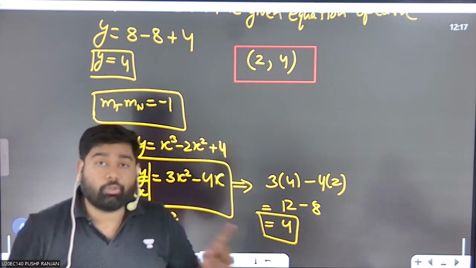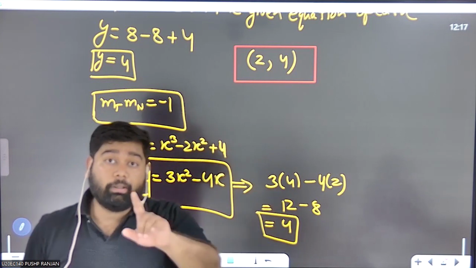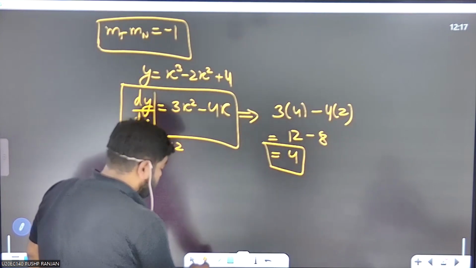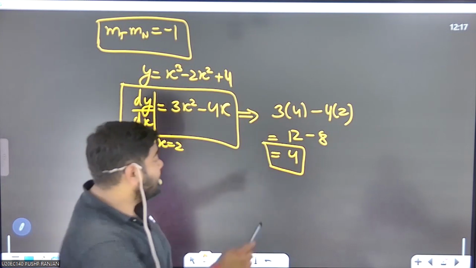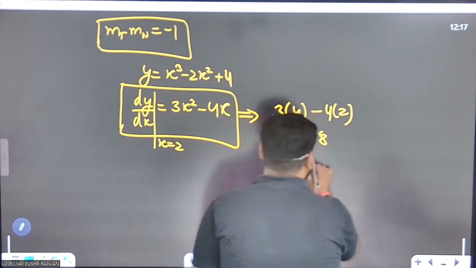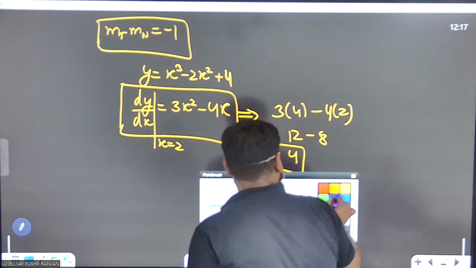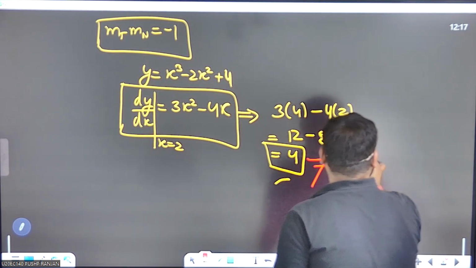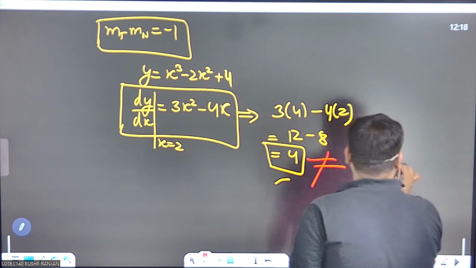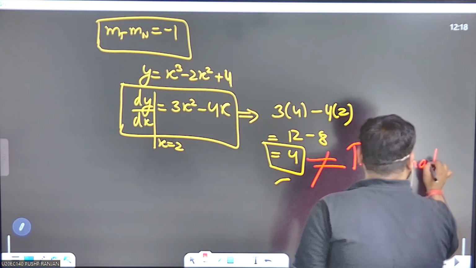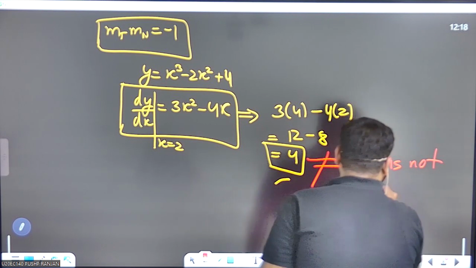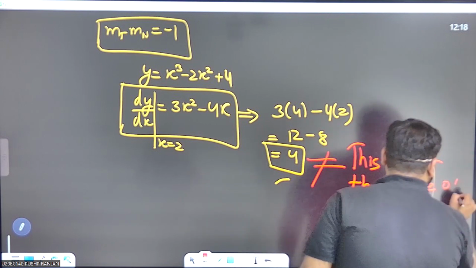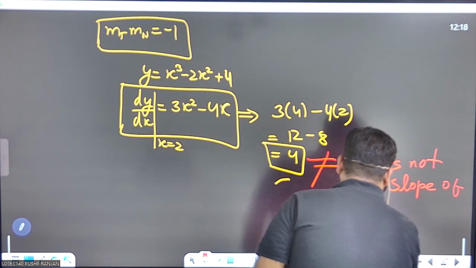This is not the slope of the normal. Don't make this mistake. People in a hurry put this as the slope of the normal. I am writing over here with the red pen: this is not the slope of normal.